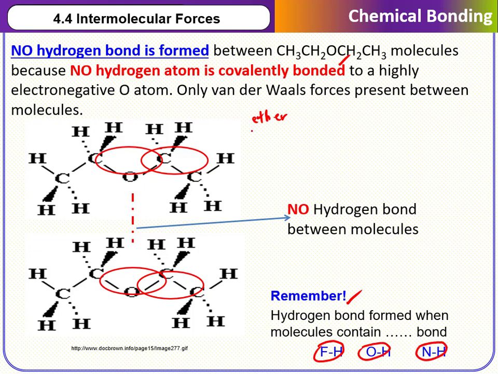Right? How about this ether? Ether is COC. Since ether has O that is directly bonded to carbon, therefore ether has no hydrogen bond. It has only weak van der Waals forces that exist between the molecules. As a result, ether will have a lower boiling point.